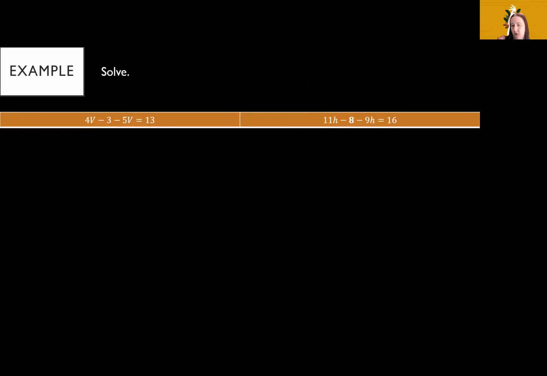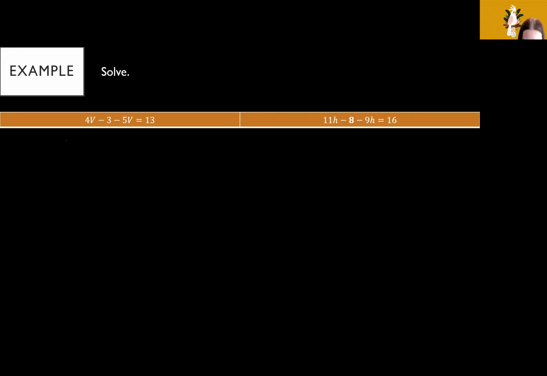So now I'm going to start putting 2 problems on each slide, and we're not going to check. We're going to just solve these. So on the left, we have 4v minus 3 minus 5v equals 13. And then on the right, we have 11h minus 8 minus 9h equals 16. So we'll start with the one on the left.